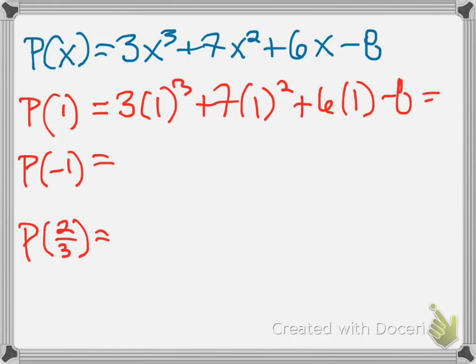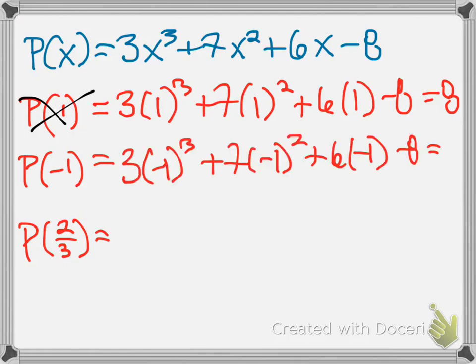So we've got 3 plus 7 is 10, plus 6 is 16, minus 8 is 8. And so because we don't get a value of 0 when we evaluate this expression, that tells us that 1 is not in fact a root of our polynomial. So 1's not going to work. So now I'm going to try -1, and I'll be right back after I do that.